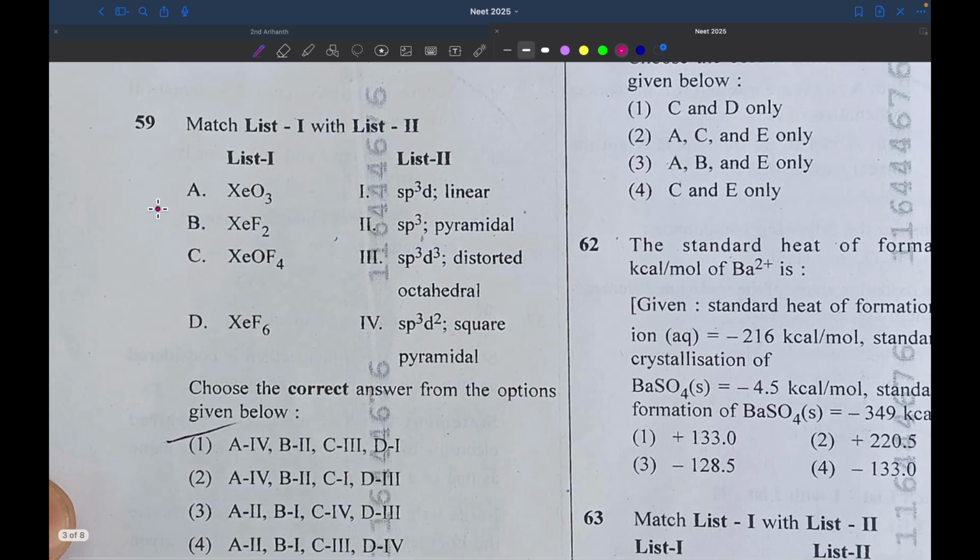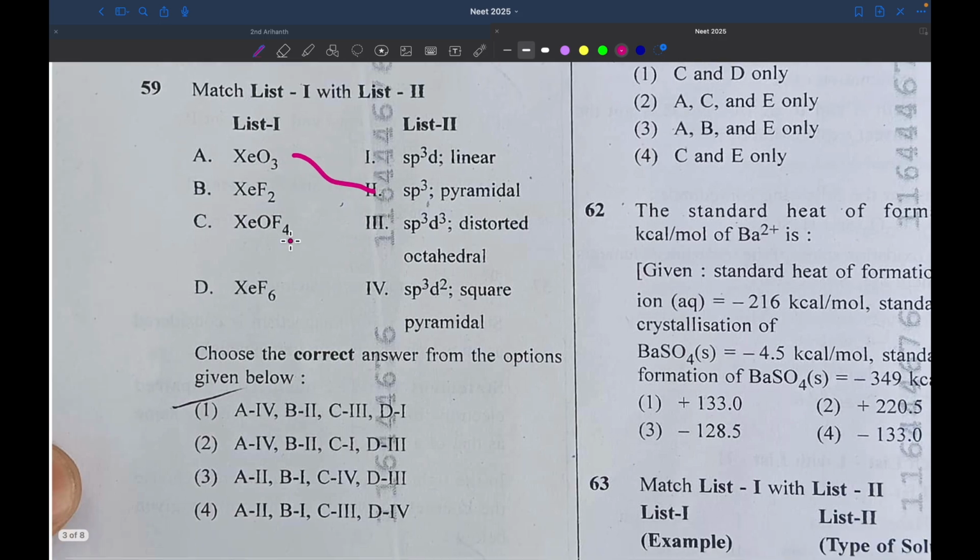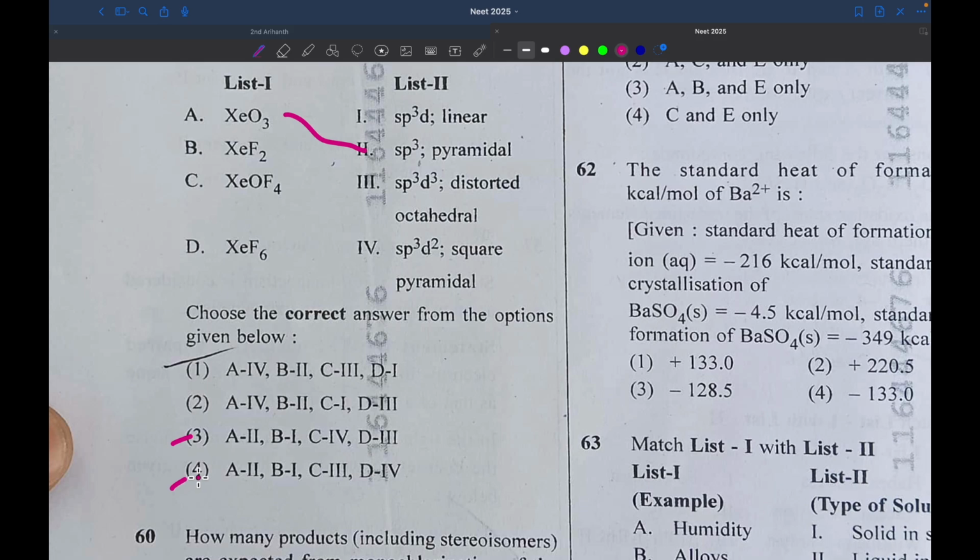Next one, match the following hybridizations. sp3 hybridized and pyramidal shape, so A goes with 2. Next, XeF2 sp3d hybridization, linear, B goes with 1. So B goes with 1.